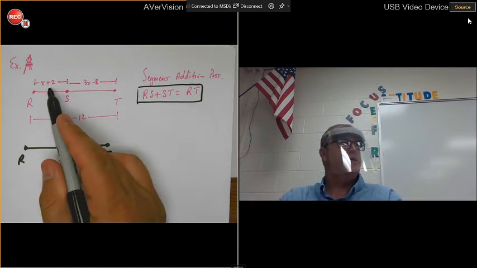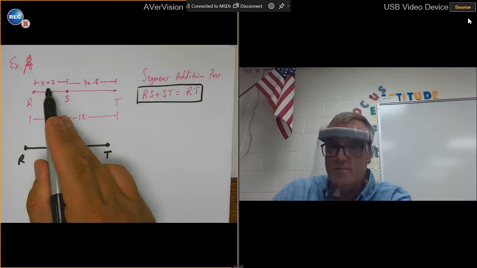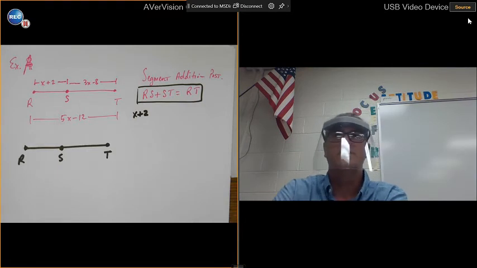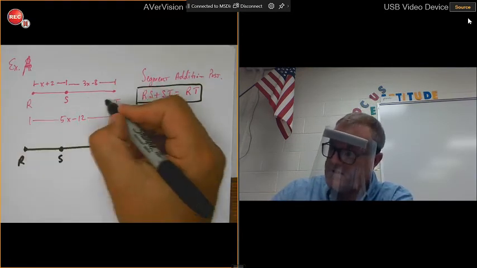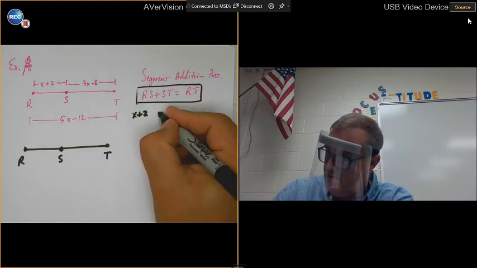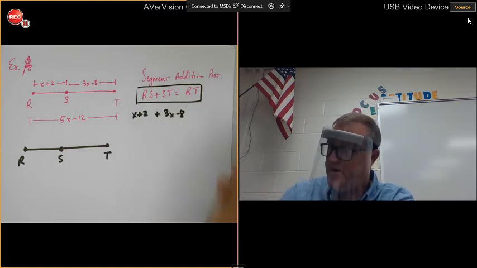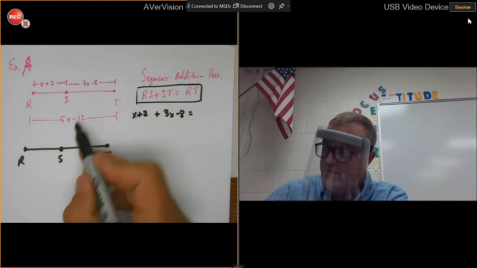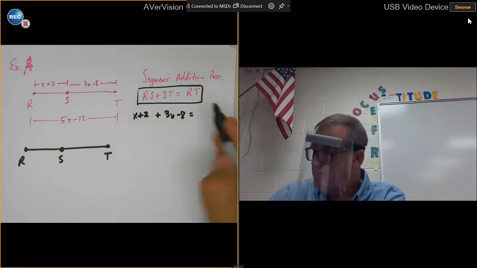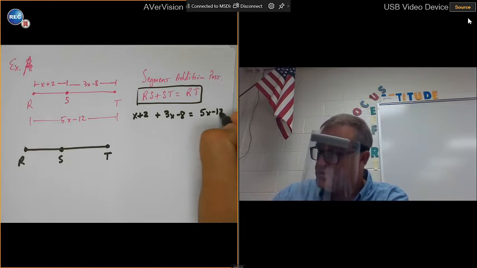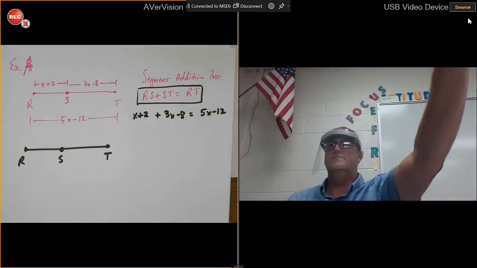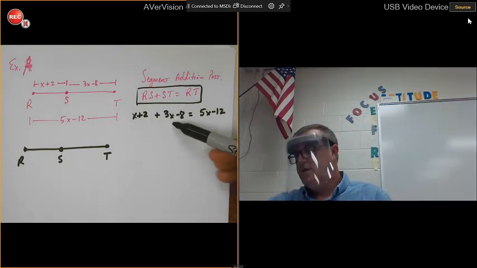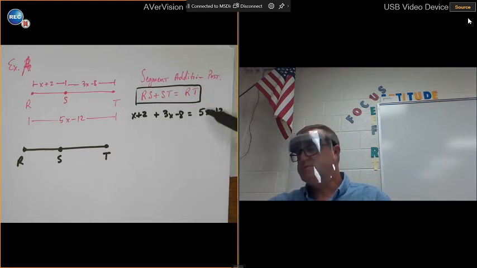I already asked this question once, but I'm going to ask it again. What's the length of RS? X plus 2. So I just replaced RS with x plus 2. What's the length of ST? 3x minus 8. So I just replaced ST with 3x minus 8. And then what's the length of RT? 5x minus 12. So I just did the substitution property 3 times. That makes sense? I put x plus 2 in for RS, 3x minus 8 in for ST, and 5x minus 12 in for RT.